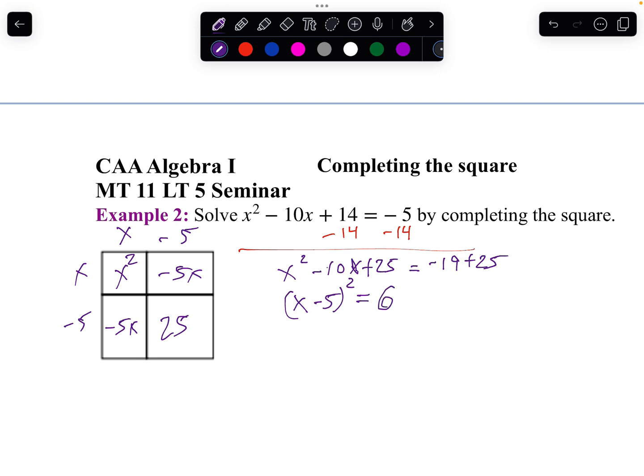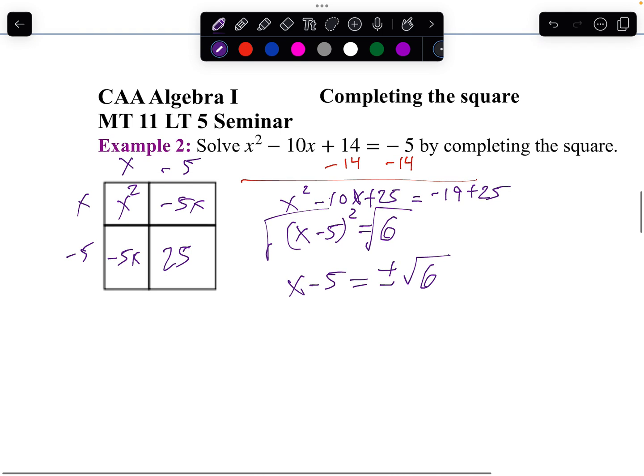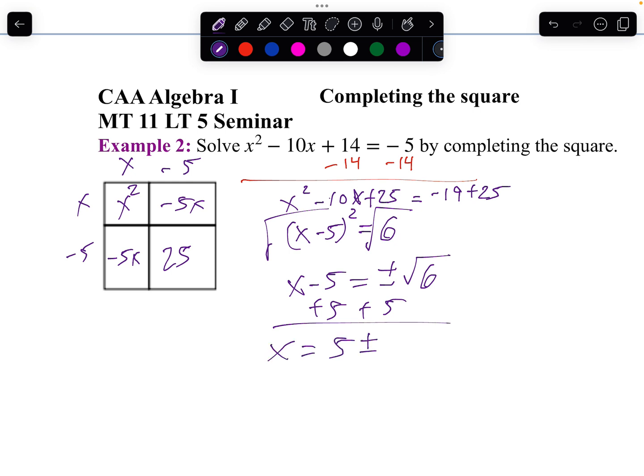Now I do what I did yesterday. I'm going to take the square root of both sides. x minus 5 equals, rather than saying the absolute value of x minus 5, I'm just going to jump ahead and say plus or minus the square root of 6. Then to find the exact answer, I add 5 to both sides. My exact answer is x equals 5 plus or minus the square root of 6.